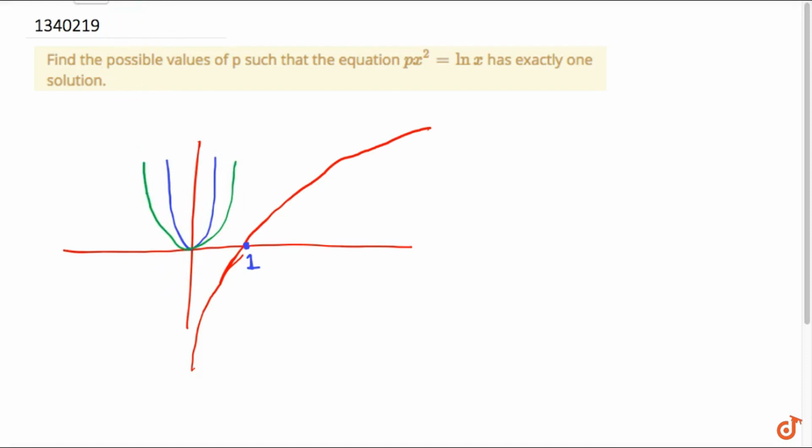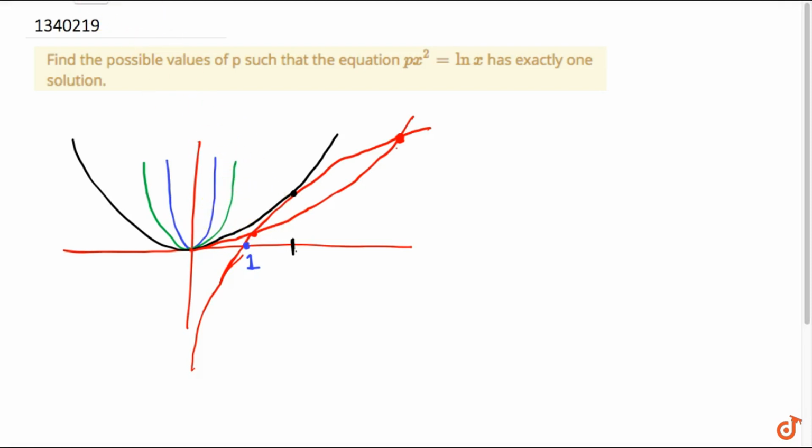Basically we have to choose a p such that it is tangent to the curve ln x at one point, and that one point will be our solution. Let me draw this. So this black curve is the one we want, and if we choose a value more than that, then the curves will have two solutions. So the red curve of px square has two solutions, the black curve has one solution, and the green and blue curves have no solution. So we have to find the black curve.